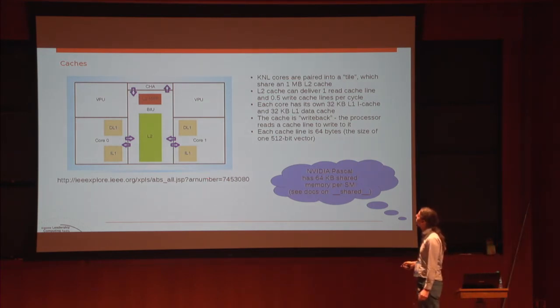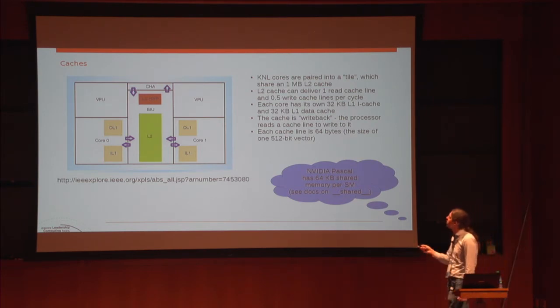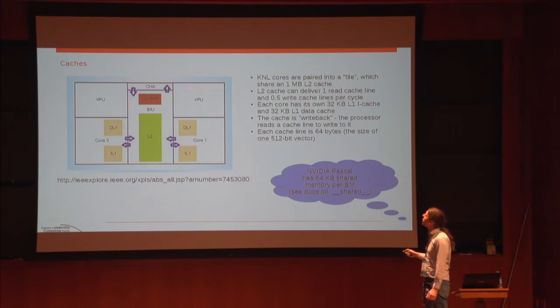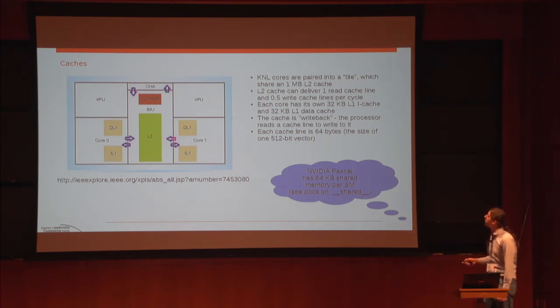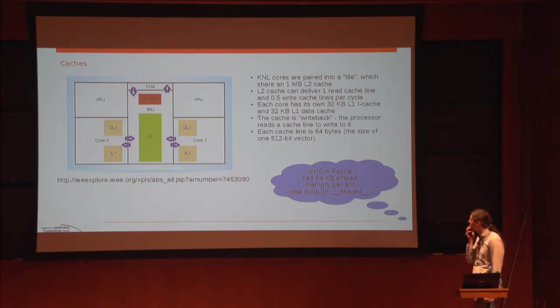So here I'll go back to my example of Knight's Landing. Other architectures are similar. Each core on a Knight's Landing machine, of which there are 60-something or 70-something, are arranged into tiles. The tile has 2 cores, and they share this level 2 cache. But each core has its own level 1 cache. The level 1 caches in this case are about 32 kilobytes, and the shared L2 cache is about a megabyte.